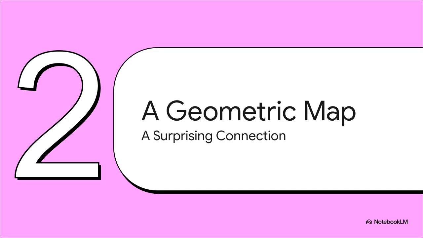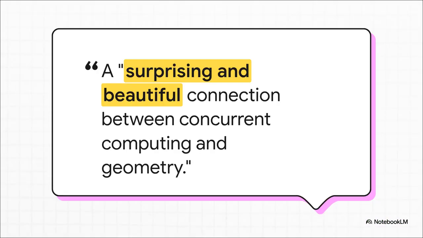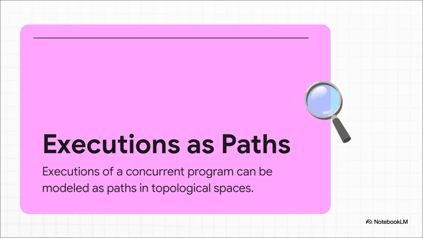So, how do we bring some order to this beautiful mess? Well, the answer comes from a totally unexpected place. Geometry. Yeah, we're going to trade in our debugger for a compass and a map. And that is the perfect way to describe it. It's surprising because, let's be honest, we don't usually connect code with shapes. And it's beautiful because it gives us this elegant, almost intuitive way to see and understand what's really happening inside these insanely complex systems. This is where the idea starts to get really visual.